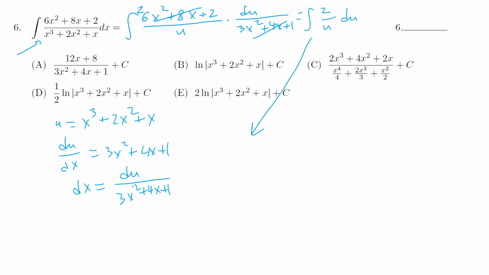And let me just move it here. So now I got 2 times the integral of u to the negative 1 du. Therefore, this is equal to 2 ln u plus c. And u in my situation is x cubed plus 2x squared plus 2. So which one is that? It is E. Here we go. E.